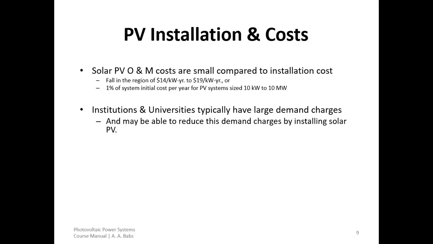system annually. You would also find out that institutions and universities typically have large demand charges, okay, and may be able to reduce these demand charges by installing solar PV. What are we talking about here? Institutions like universities and other research centers and other large organizations usually have large demand charges. Why? In the universities, we have dormitories. In the universities, we have offices.